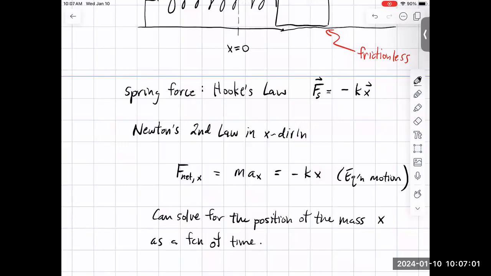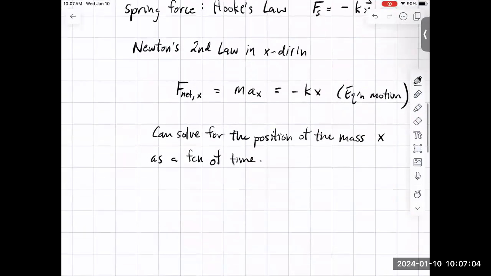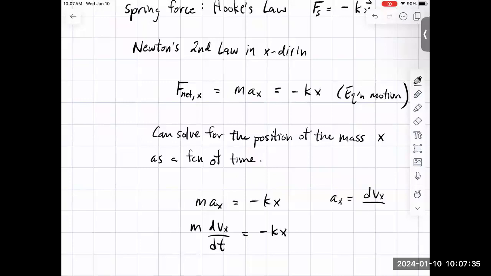Okay. Well, let's see, what could we do? I'm just going to write down this equation of motion again. m a_x is equal to minus k x. And let's see, acceleration is determined by how the velocity changes with time. And so we could equivalently write down the same expression as the following, where we've used that the acceleration in the x direction is the time derivative of the velocity.